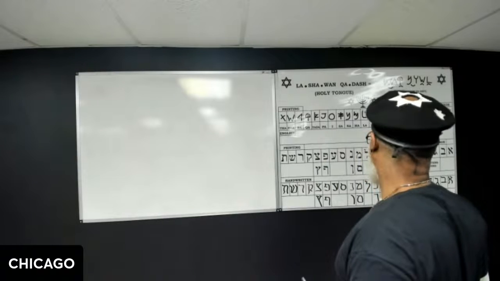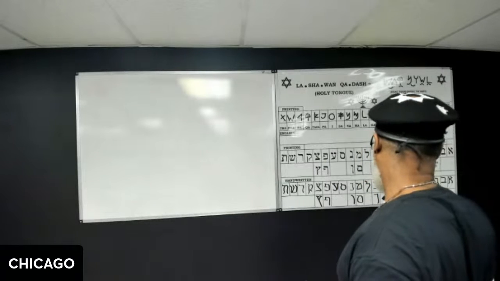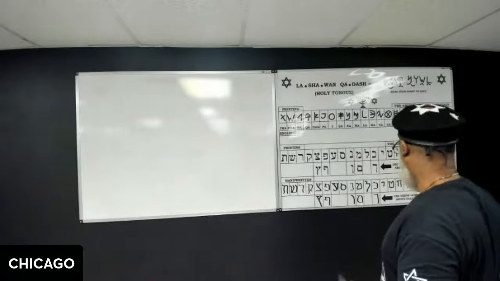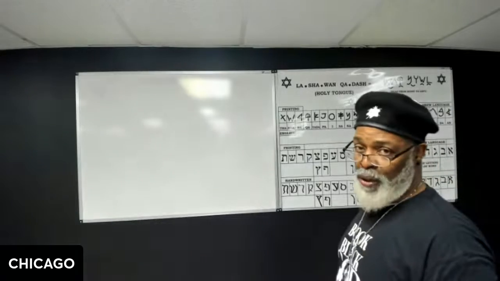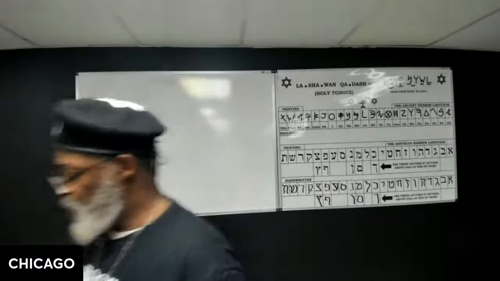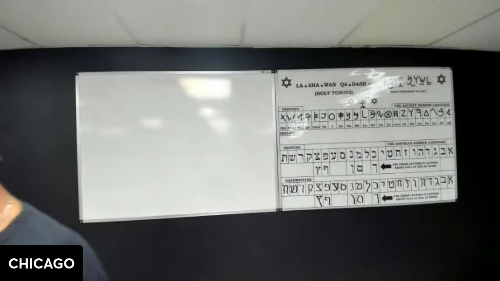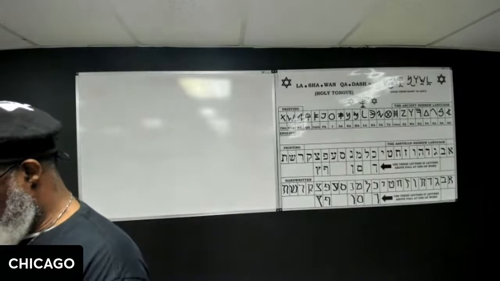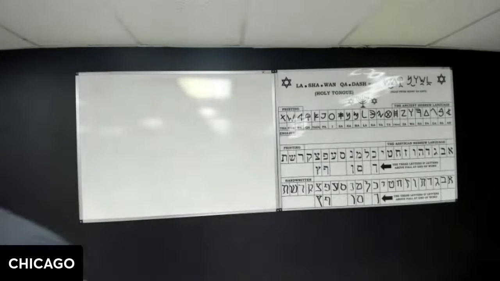We have the ancient alphabets and we have the Hebrew, the ancient letters and the Hebrew letters on the board. We'll go through those starting out right now. I'm sure everybody's already familiar with it, but it doesn't hurt to go over it. I definitely need it myself.